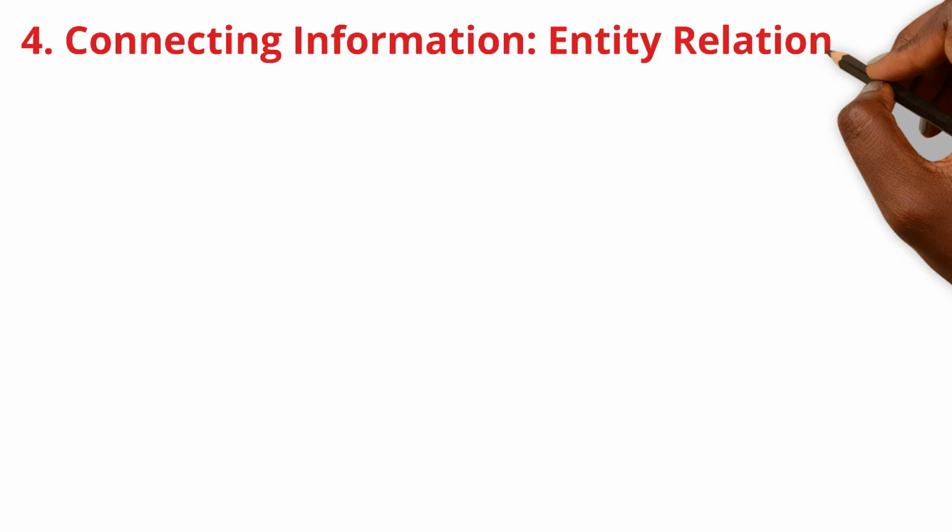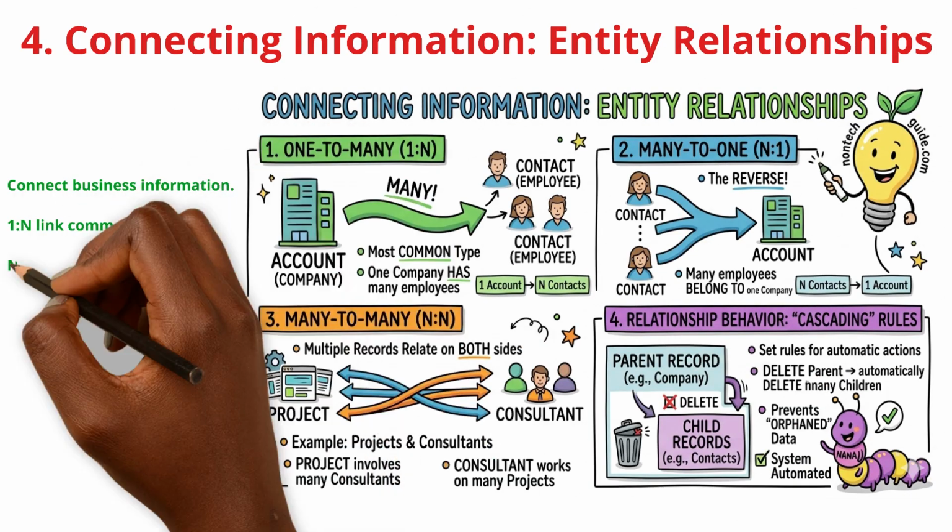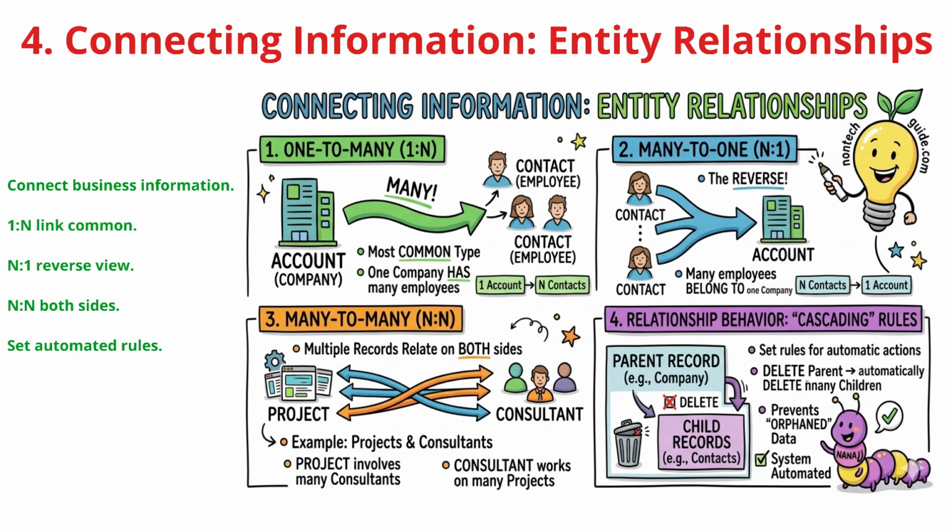Isolated business data isn't very useful. We need to define how entities relate. Look at our whiteboard, and we'll break down the 3 main relationship types. First up is one-to-many, one-to-N, the most common connection. A single parent company has many children, or employee contacts. We simply reverse that view for the many-to-one type. Those same many employees all belong to that one company.